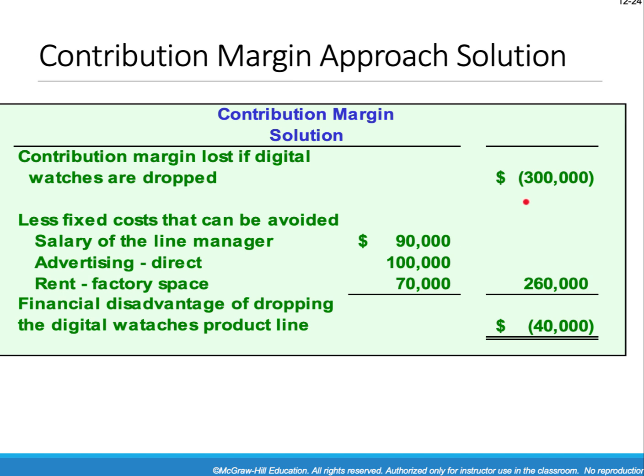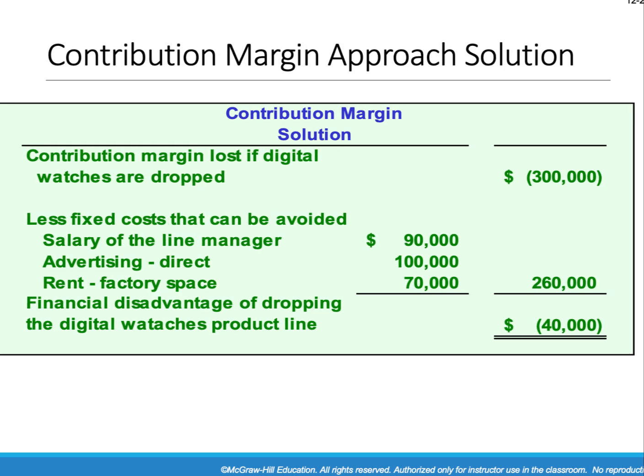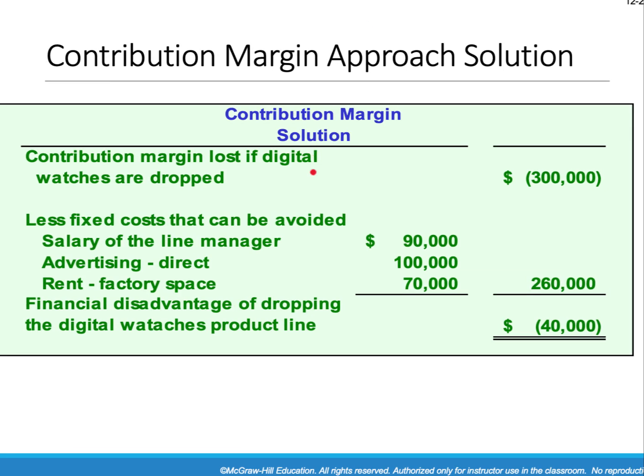So what we're going to do is we're going to compare using the contribution margin solution. We're going to look at all the differential costs. Well, we're losing $300,000 in contribution margin, okay? What fixed expenses are we avoiding? Well, if we get rid of them, we lose these expenses. We don't have to incur them. They're different. Those costs are different under each circumstance. Meaning if we keep the watch line, we incur those. If we get rid of the watch line, we lose those costs. We don't incur them, okay?